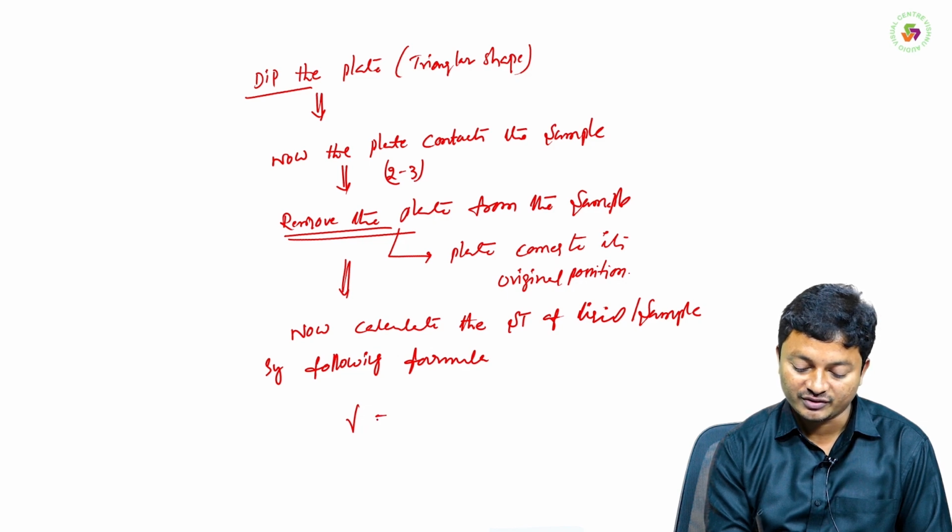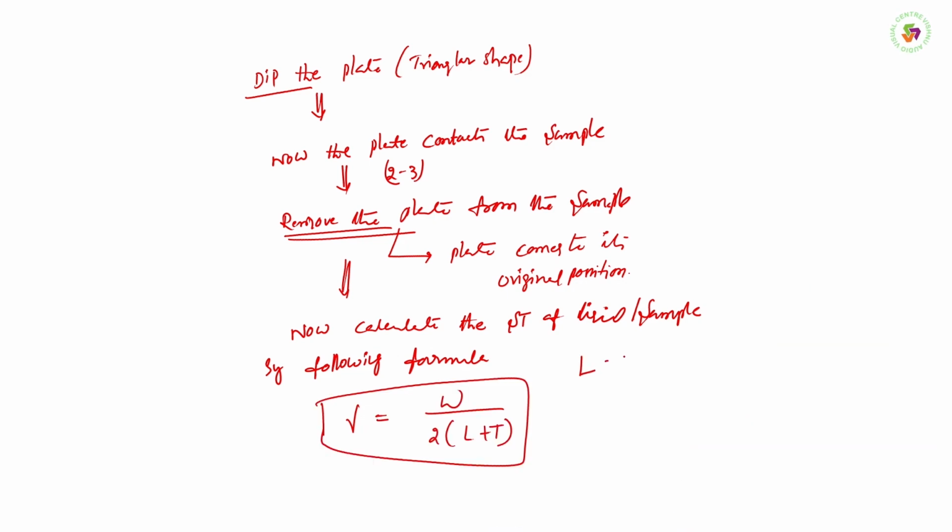That is, gamma is equal to, in this, L is length, T is thickness of the plate, W is density of the sample.